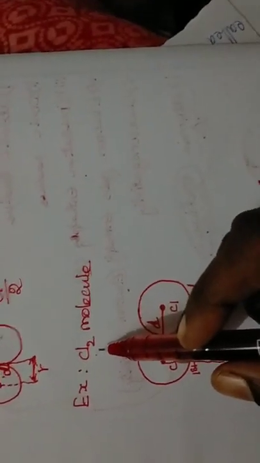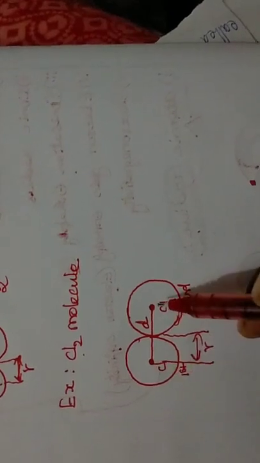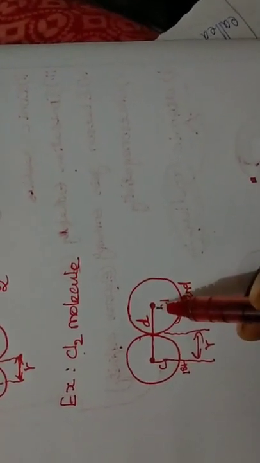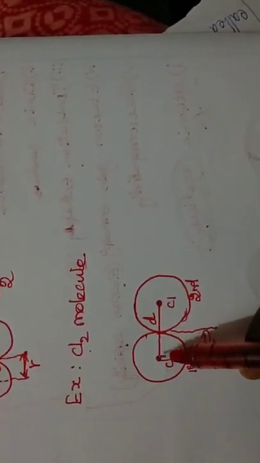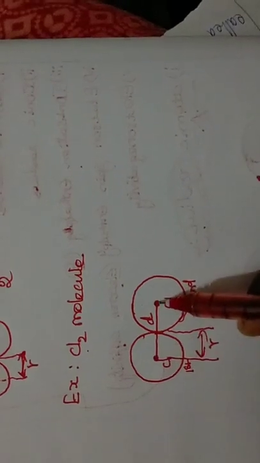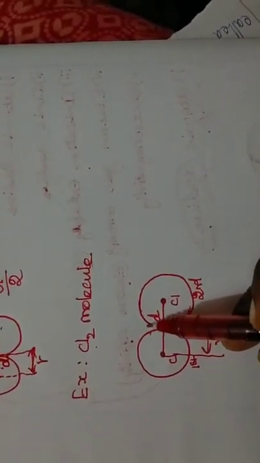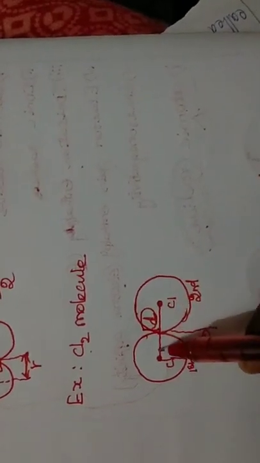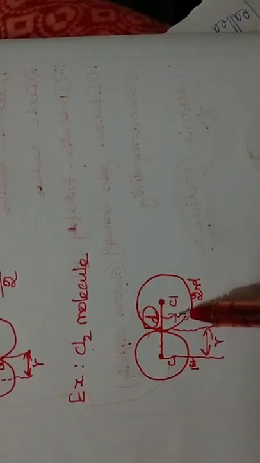One chlorine atom is connecting with another chlorine atom. So how to connect this with the another chlorine atom? By a covalent bond. The distance between one nucleus and the other nucleus is generally known as d. And how is it connecting? By a covalent bond. So this is the covalent bond.